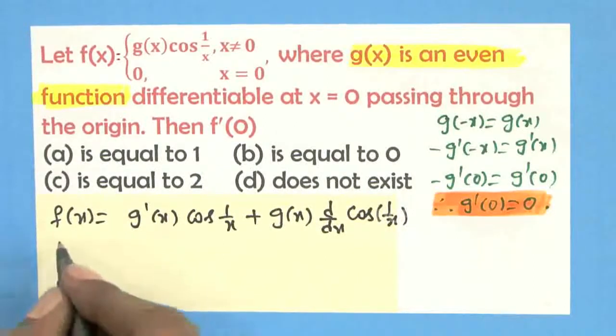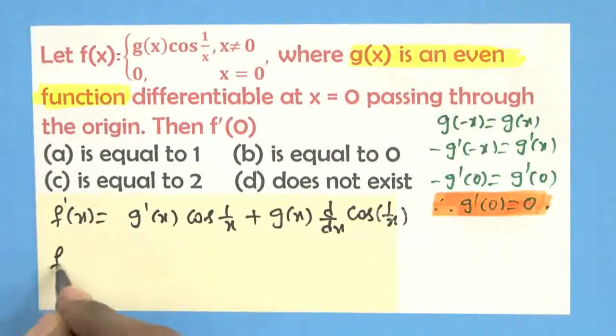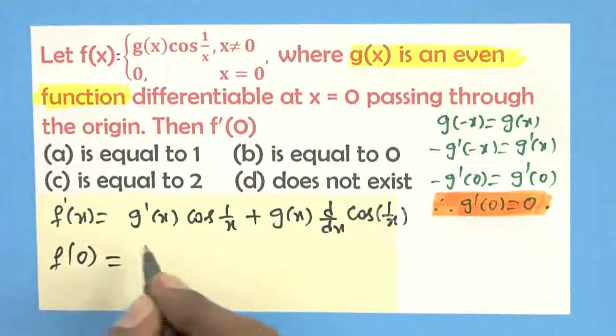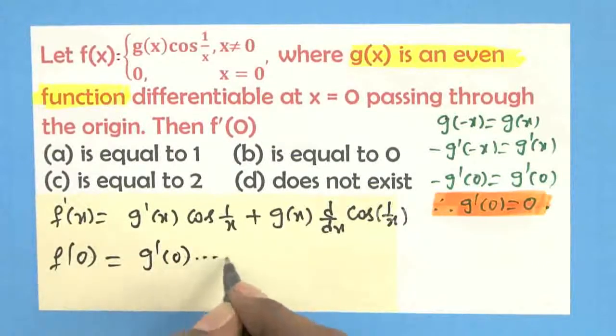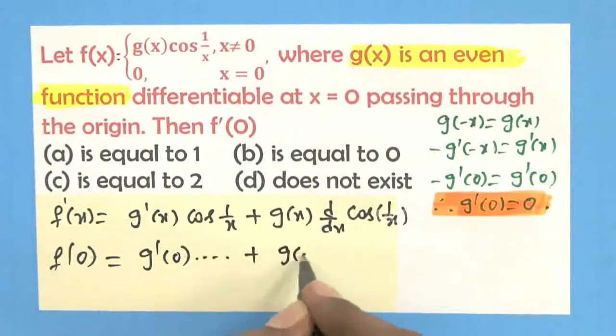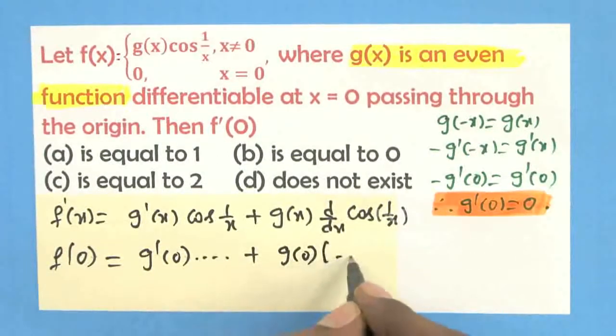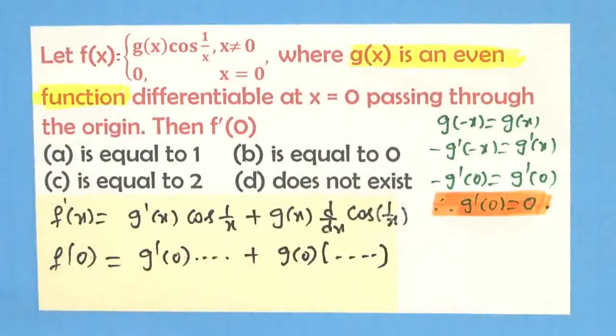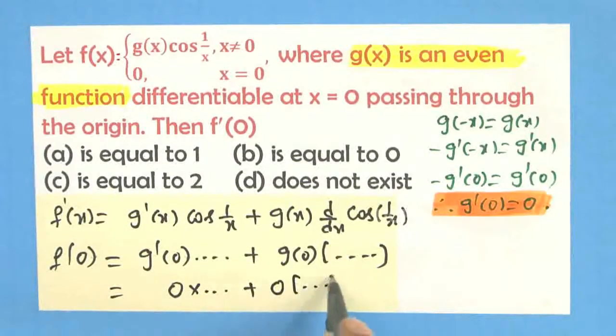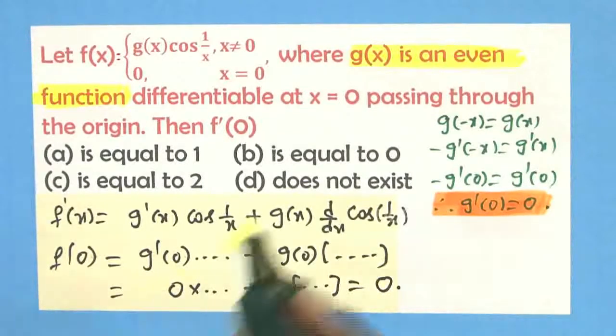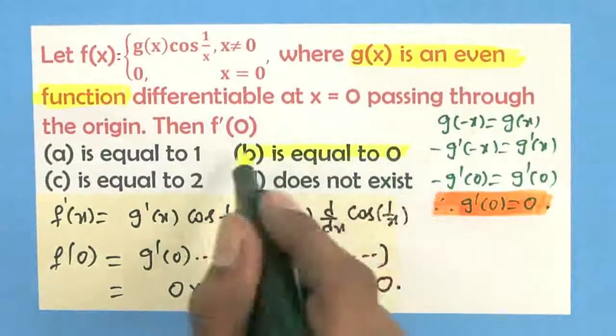Now, what is f dash of 0? F dash of 0 is g dash of 0 into whatever it is plus g of 0 into, we have something here which I am not bothered about. G dash of 0 is clearly 0, 0 into anything plus g of 0 is 0, 0 into anything is clearly 0. That clearly says option B, which is equal to 0, is clearly correct.